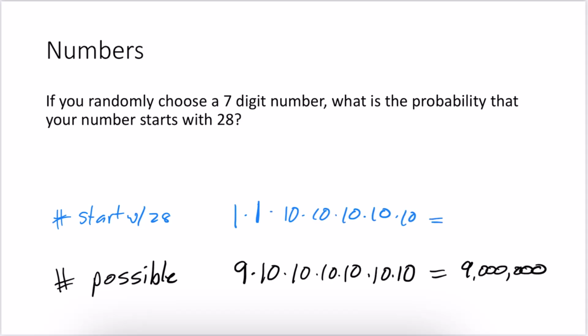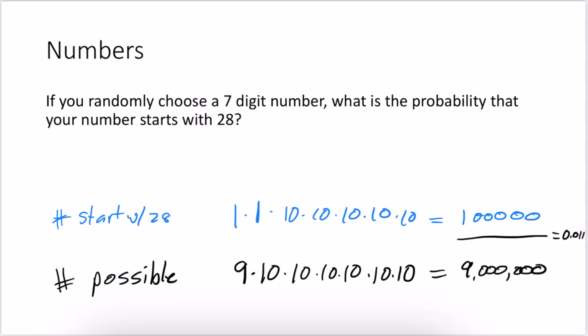So the number of possible outcomes is going to be a 1 followed with 5 zeros. So I think that's 100,000. And if you divide 100,000 by 9 million, you end up with the decimal 0.0111111. So it's about a 1% chance that you would randomly choose a 7-digit number that starts with 28.